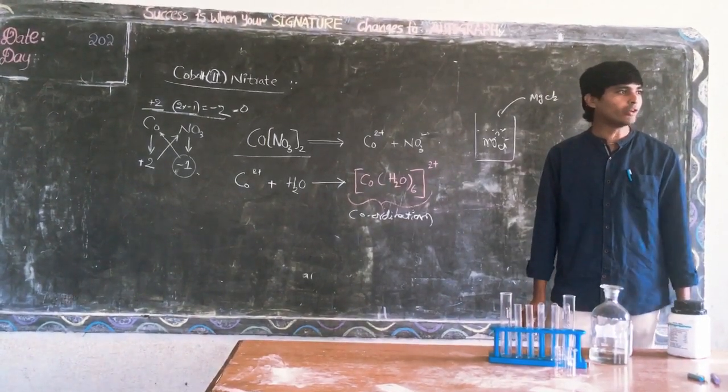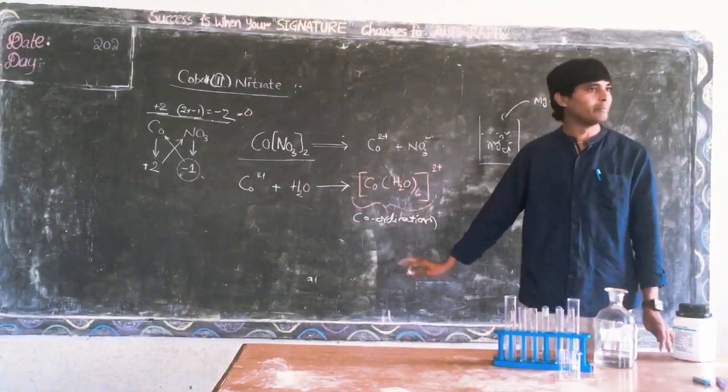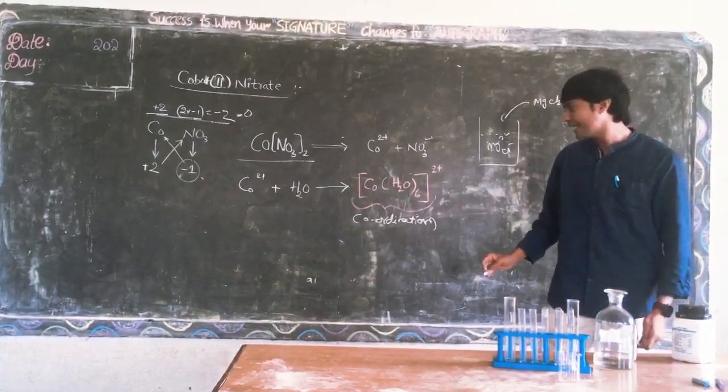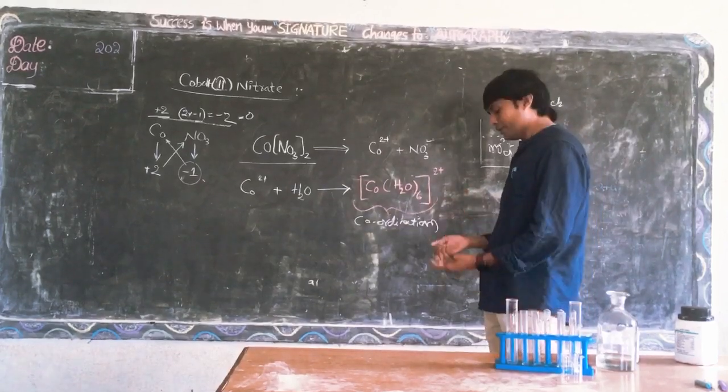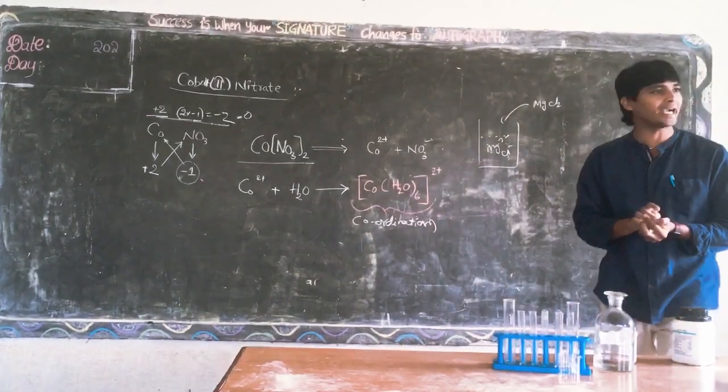Now, what we will do, we will dissolve this into the water first. We will make this solution. Then, to this one, we will add HCl. What will we add? HCl.